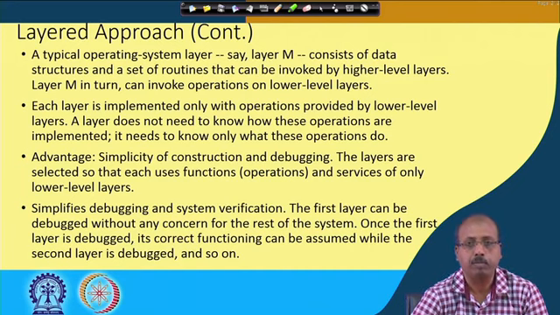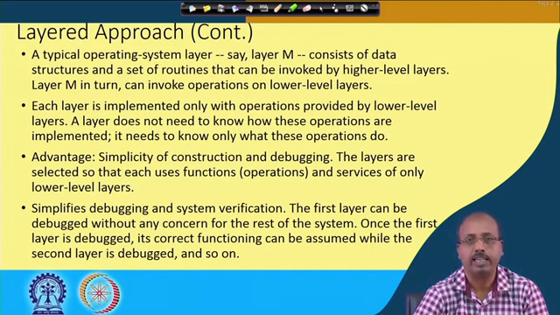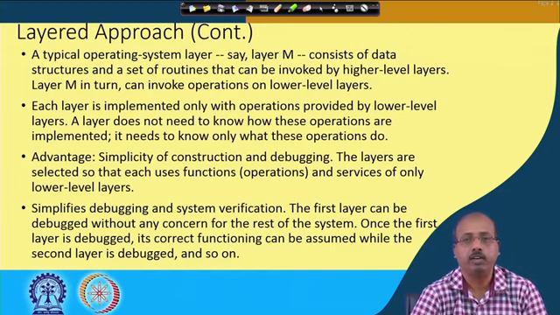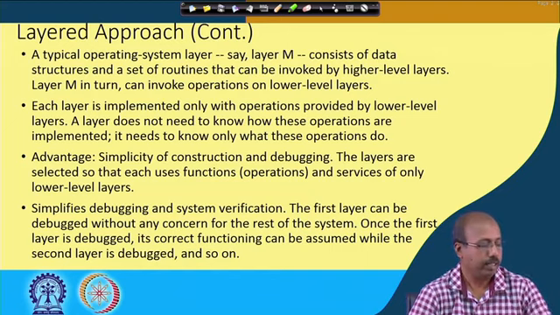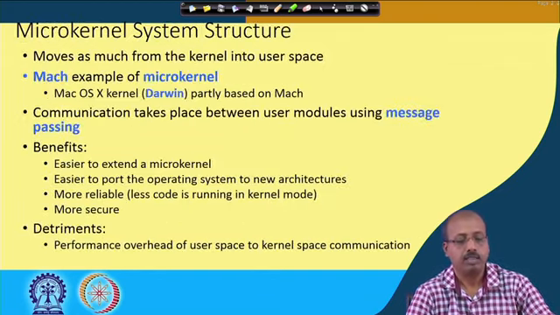Once the first layer is debugged, we assume its correctness, and based on that we try to debug the second level, and then that can go on. Whenever we have debugged layer n, for layer n plus 1 we will assume that everything up to layer n is okay. So, we try to test the functionalities that we have at layer n plus 1.